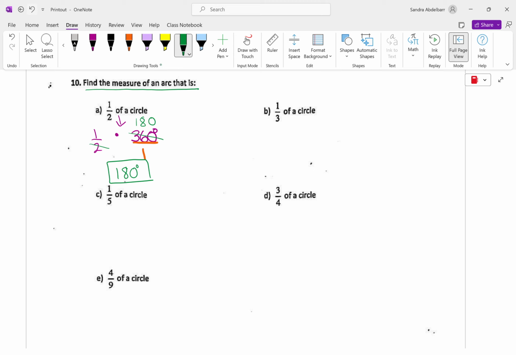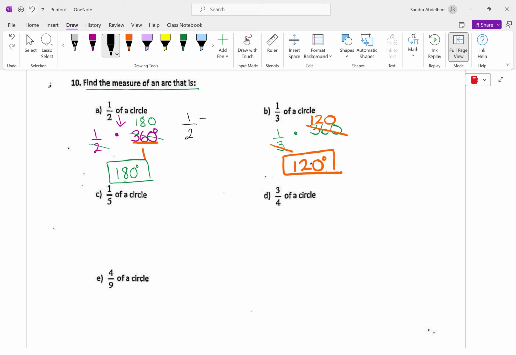Right, letter B is saying find the measure of an arc that is 1/3 of a circle. Well, isn't this going to say 1/3 times 360? So we could say 3 goes into 360 120 times. All right, so that's the method I prefer.